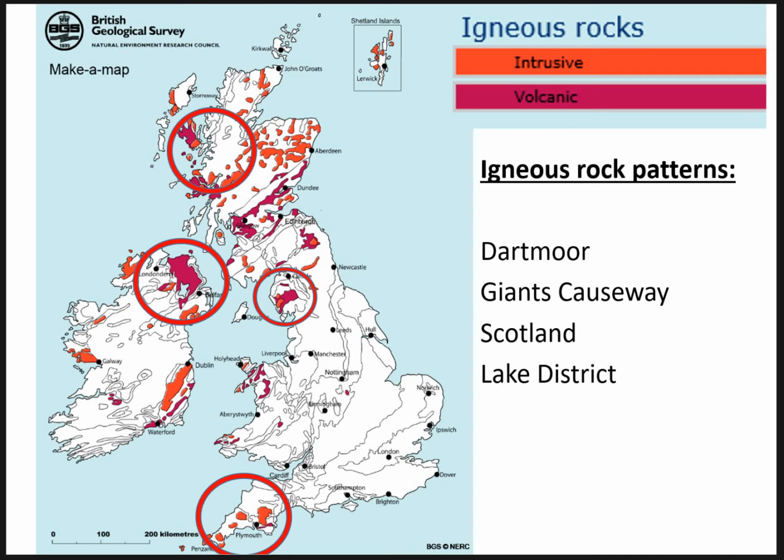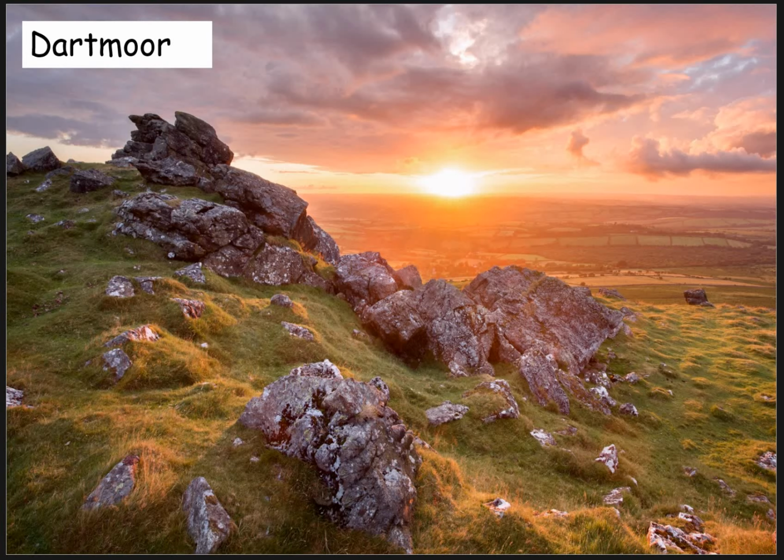Here are some classic examples: Dartmoor, Giant's Causeway, Scotland, Lake District. They all have that one thing in common. They're dominated by hard igneous rock. So we're going to see a pattern, aren't we? Hard rocks usually means higher land, steeper slopes, more rugged scenery. It is the geology that's controlling the landscape.